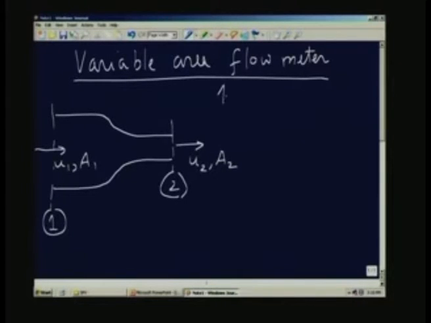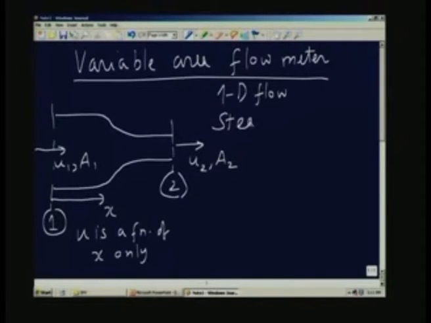So, we are assuming one dimensional flow, which means that the velocity is a function only of coordinate x. So, u is a function of x only. The velocity is supposed to be uniform across the cross section, this cross section as well as this cross section, and we will assume that viscous effects are very negligible. Of course, we will introduce correction to account for viscous effects later on, and we will assume that the flow is steady.